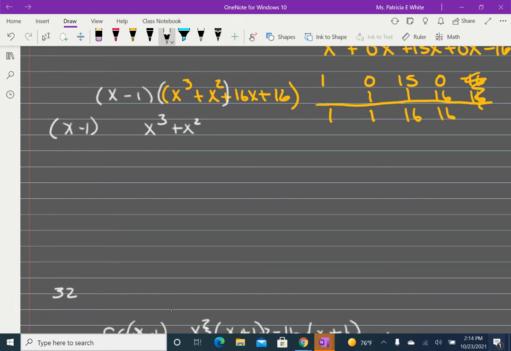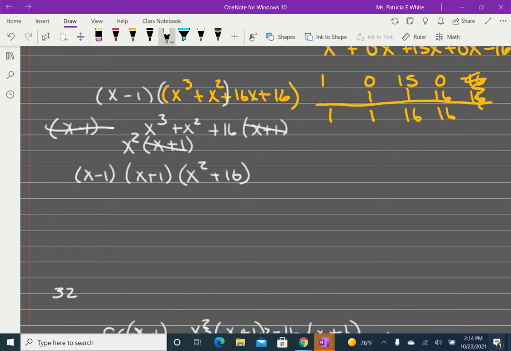What can I pull out of here? x squared. And that's going to leave me with x plus 1. If I do the same thing, then I have a 16. And that's going to leave me with another x plus 1. So what do I have for solutions? I have x minus 1 times x plus 1, and then I have x squared plus 16.